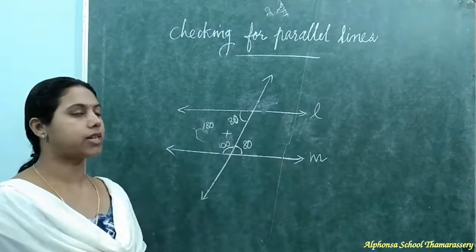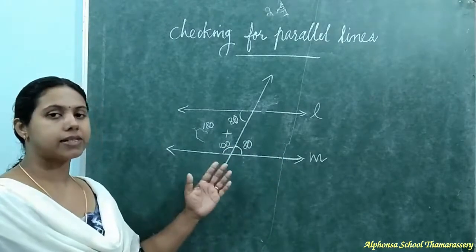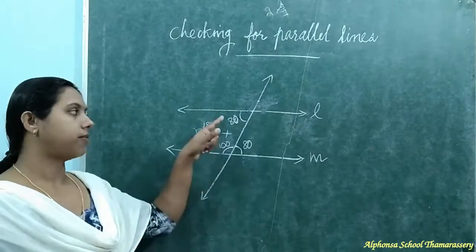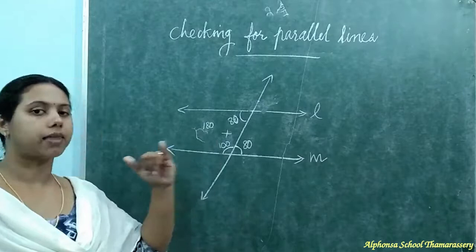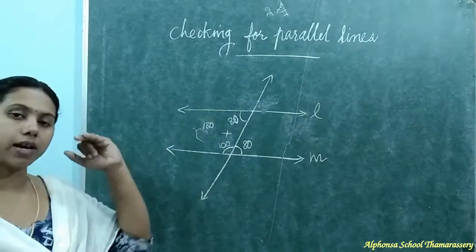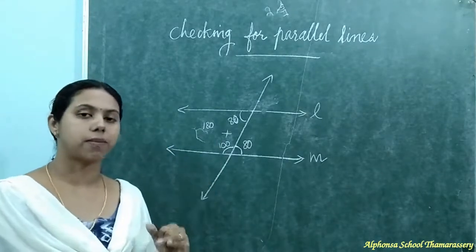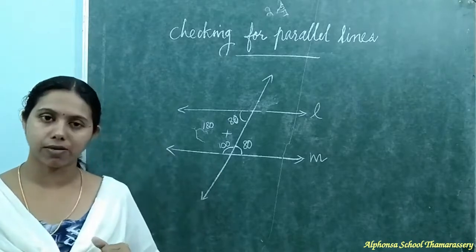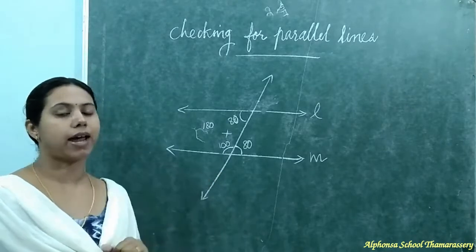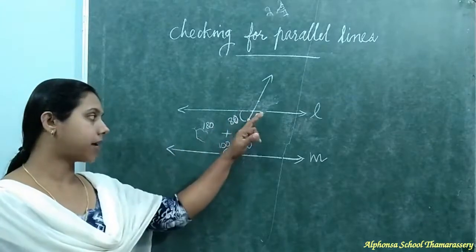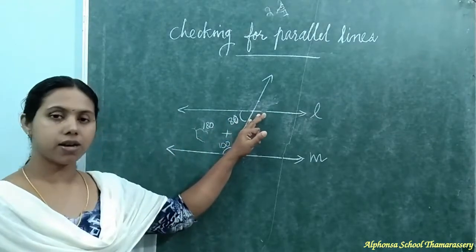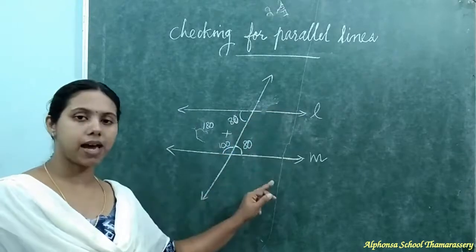So three conditions we checked to find whether the lines are parallel or not. If the pair of corresponding angles are equal, then we can say that two lines are parallel. Or if each pair of alternate interior angles are equal, then we can say that two lines are parallel. And if interior angles on the same side of the transversal are supplementary, then we can say that two lines are parallel.